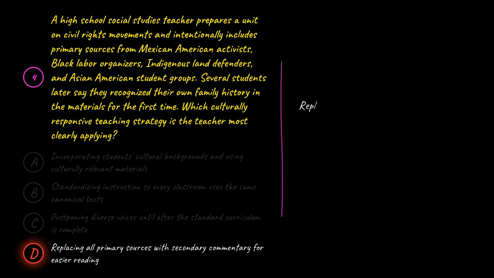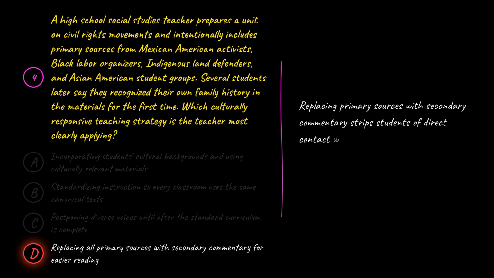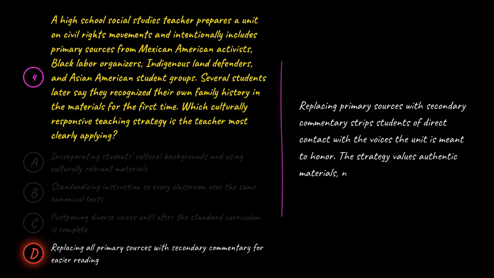D is wrong because replacing primary sources with secondary commentary strips students of direct contact with the voices the unit is meant to honor. The strategy values authentic materials, not watered-down substitutes.